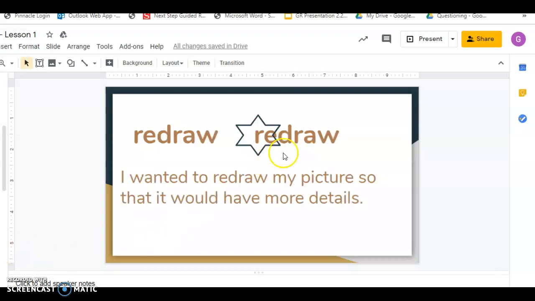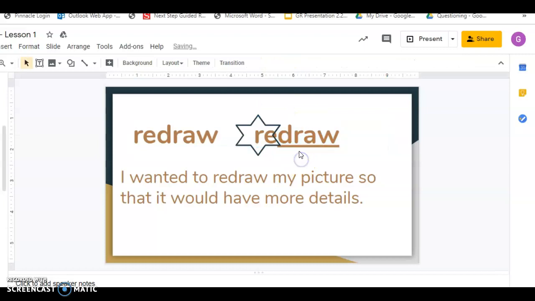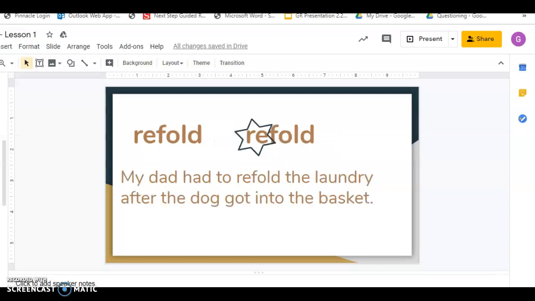How about this one? First, we circle the prefix re. Next, we take the rest of the word after the prefix and underline it and read it. Draw. Then we read the whole word. Redraw. I wanted to redraw my picture so that it would have more details. I wanted to draw it again so that it would have more details.